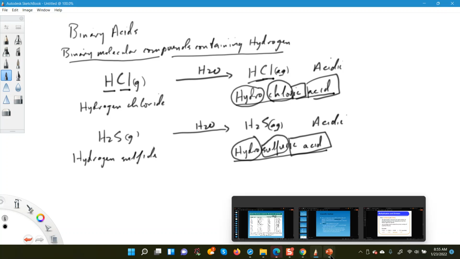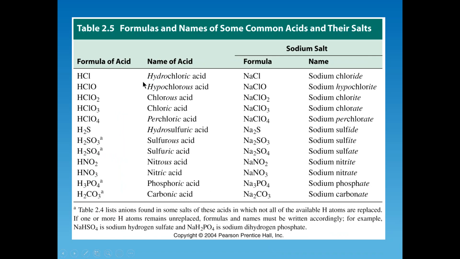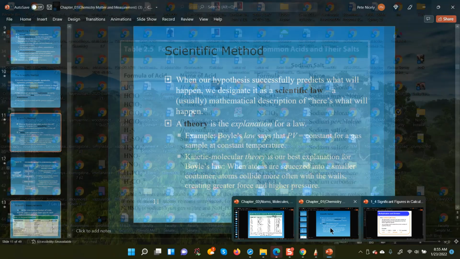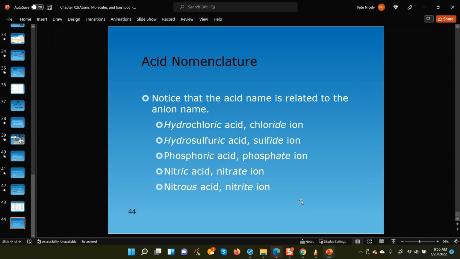So let me go back to the PowerPoint here and show you a couple of examples. This is the first example that I did just now. The name of the acid is hydrochloric acid. Here's the other one, hydrosulfuric acid. So those are the two obvious binary acids in this list. I don't think there's any other binary acids listed here. Okay, so that leads us now to the other type of acids known as oxyacids.